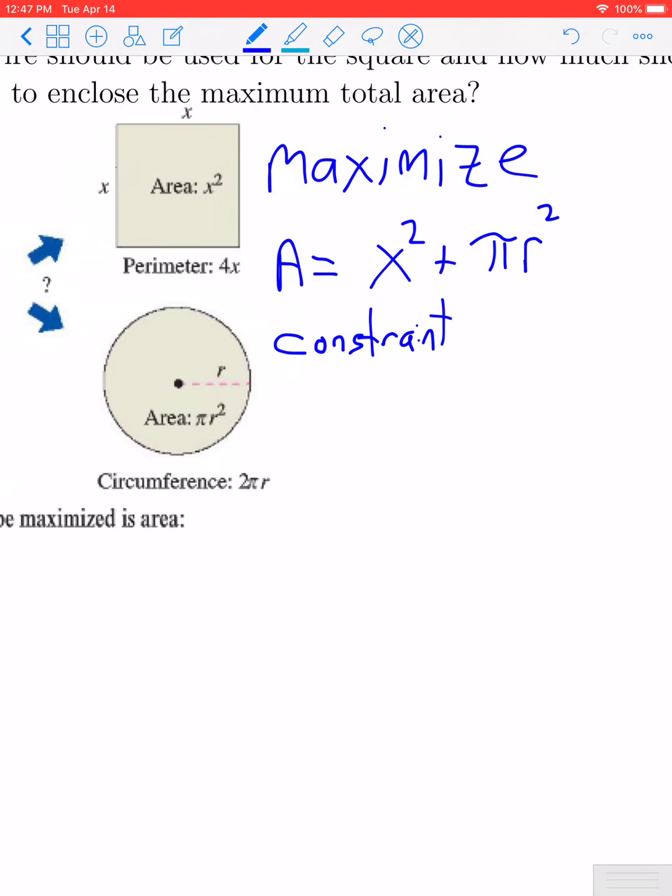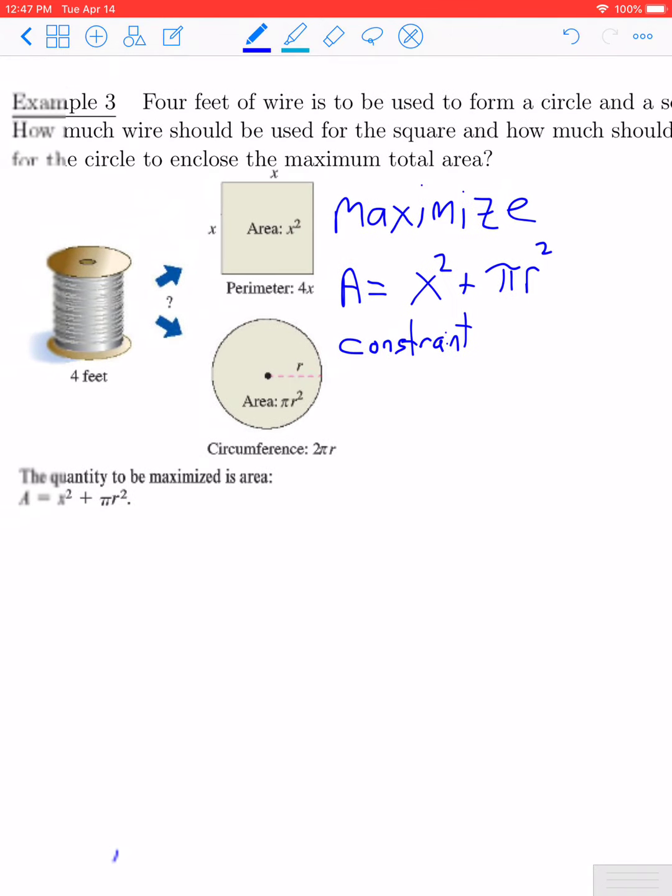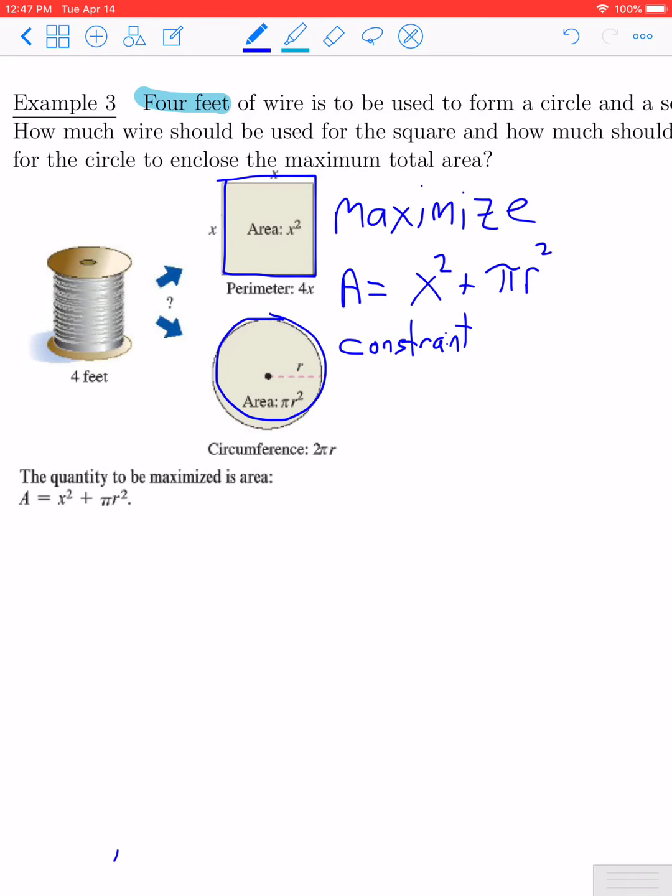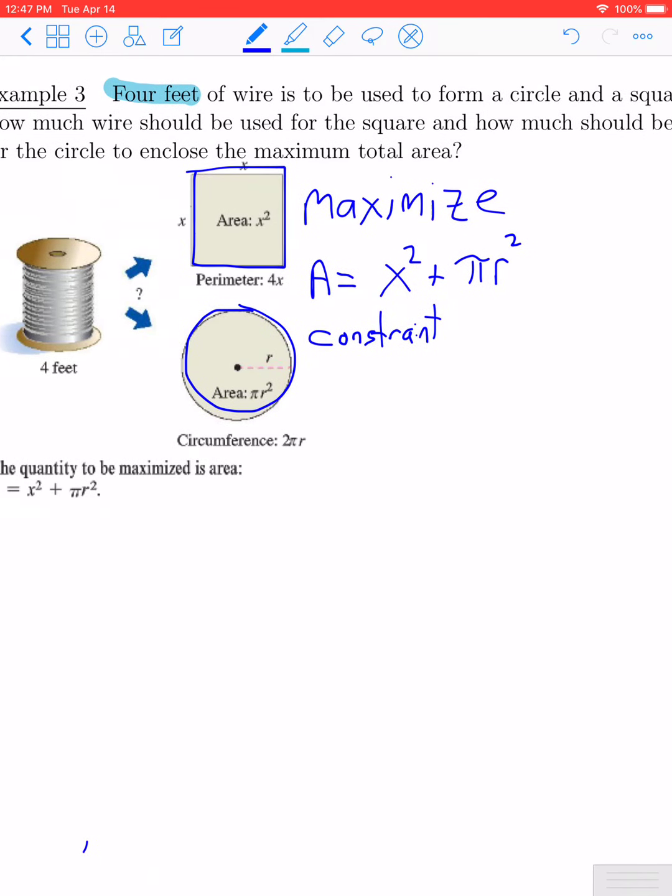The constraint is that we have a total amount of wire of 4 feet to use. Where is that wire being used? Well, that wire is what's going to form these shapes. So it's going to form the perimeters of both figures. Essentially they're telling us that the perimeter of both shapes is going to be 4 feet. So the perimeter is going to be equal to 4. That's going to be the perimeter of the square, which is 4x, plus the perimeter of a circle, which we call the circumference, that's 2 pi r. And this is going to be equal to 4.